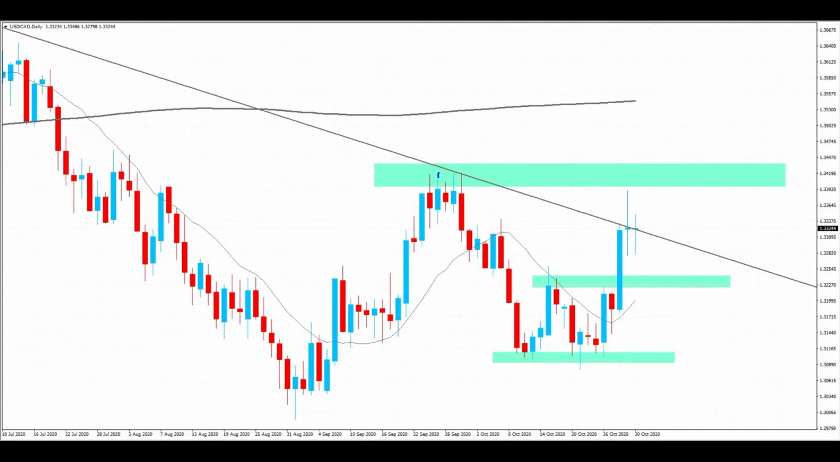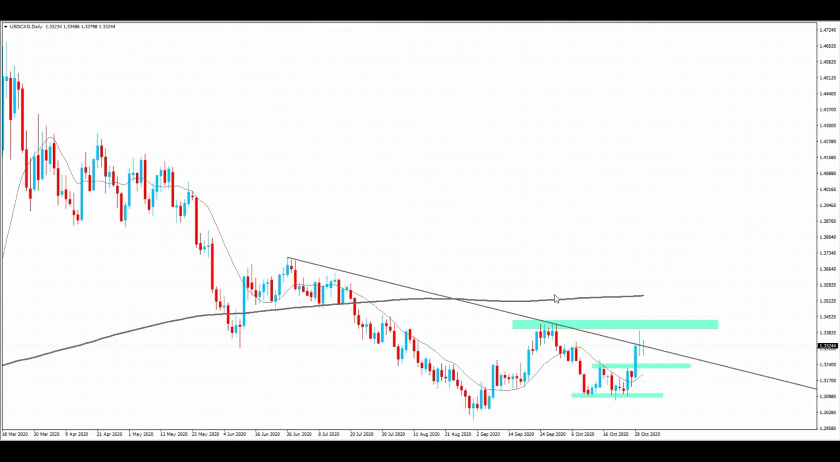As you can see, resistance here pushed the price downside, and of course you've got the 200 moving average not too far up there as well. So for USD CAD, we're only looking for buys as well, but could be seeing a move to the downside first before that happens.